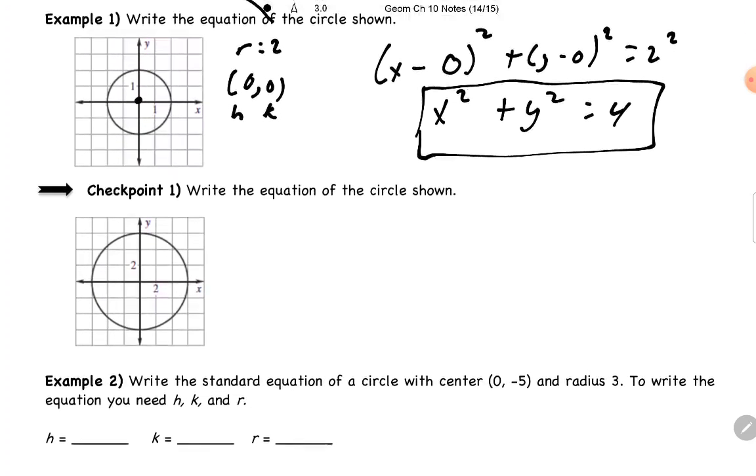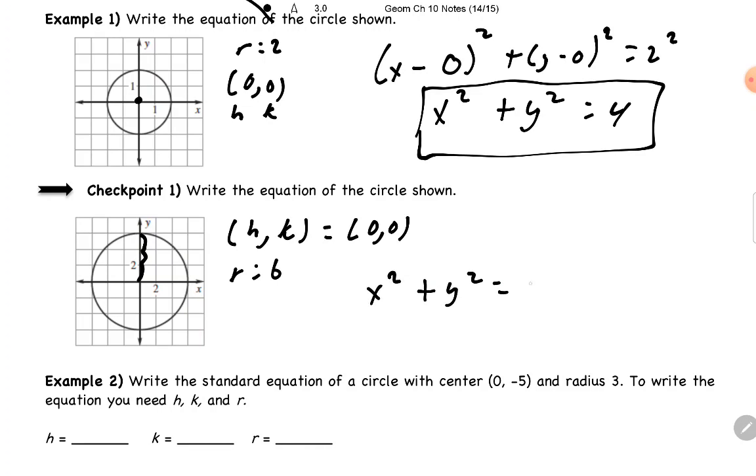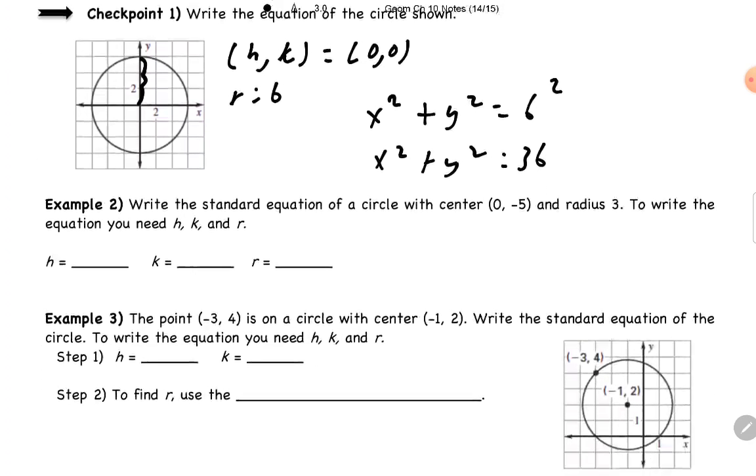Okay, let's do another one. So our center is at 0, 0. And this is counting off by 2, so this is 2, 4, 6. Radius of 6. Okay, so this is going to be x squared plus y squared equals 6 squared. So x squared plus y squared equals 36.